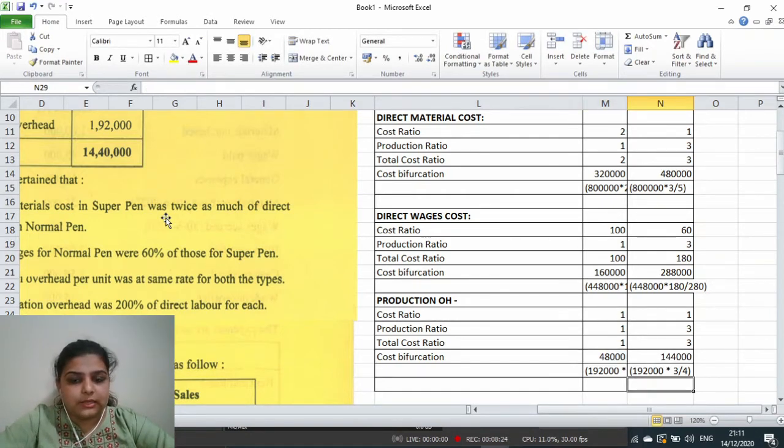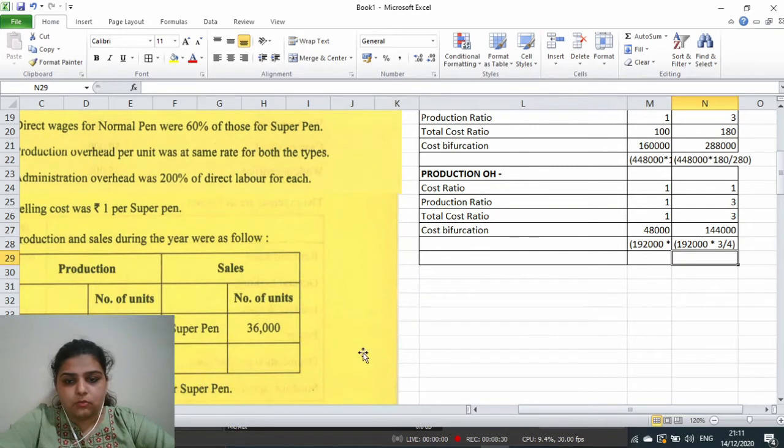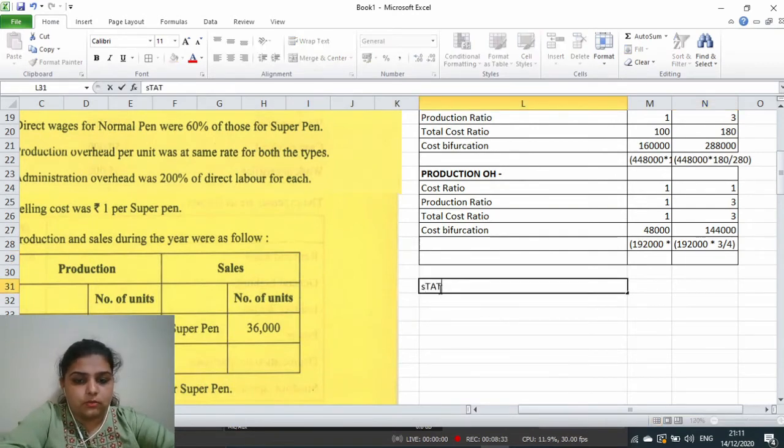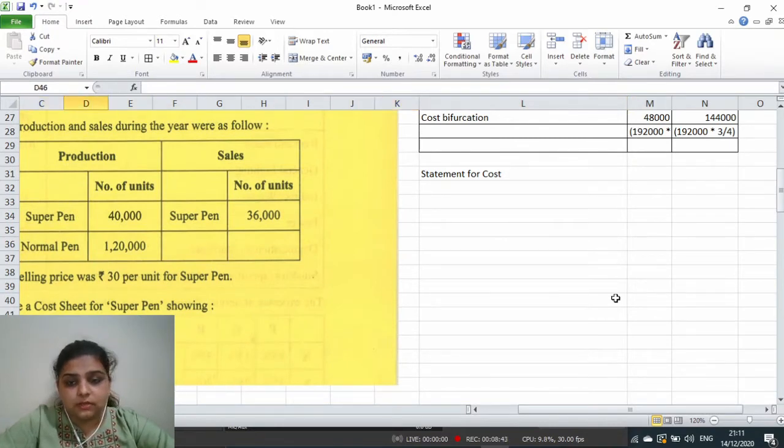1,44,000 total, 1,90,000. So we have bifurcated the cost, and these can be done in the table itself. Now we are going to prepare the table. We are going to prepare the statement for cost. Are they asking us to calculate the cost per unit as well? Yes, they are asking us per unit as well as the total.